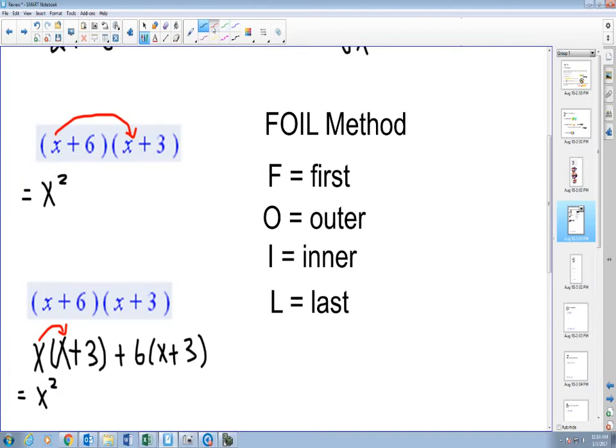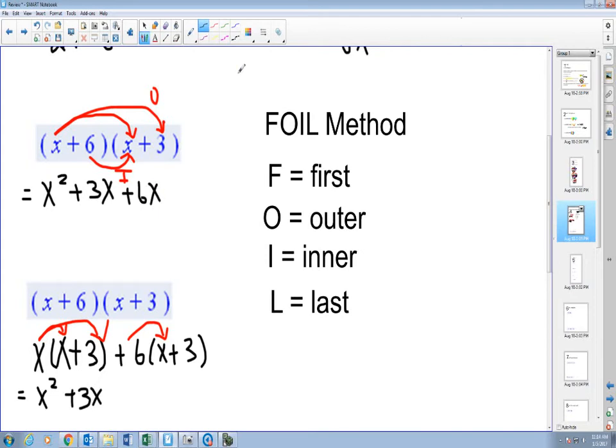Alright, then we will say x times positive 3. So when you say x times positive 3, that would be your outer, which is positive 3x. Alright, so that's it for the first term, for the x doing the distribution. Now, the positive 6 doing a distribution. So positive 6 times that same x, that will be called the inners in the FOIL method, which is positive 6x. And the last thing you do will be positive 6 times positive 3, which will give you positive 18.